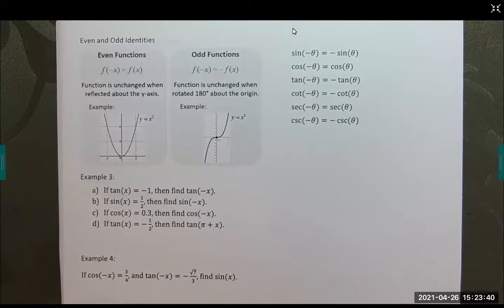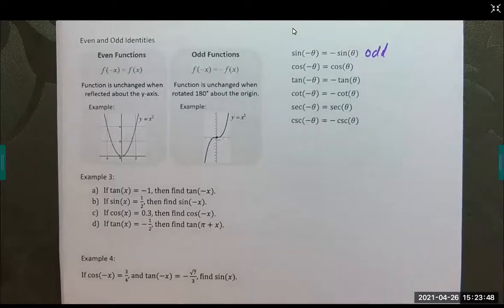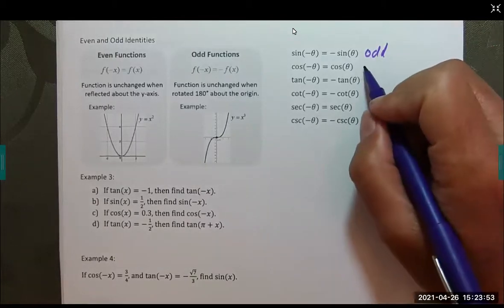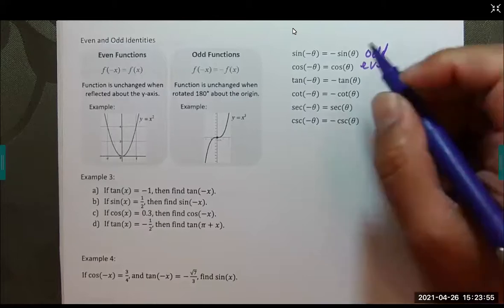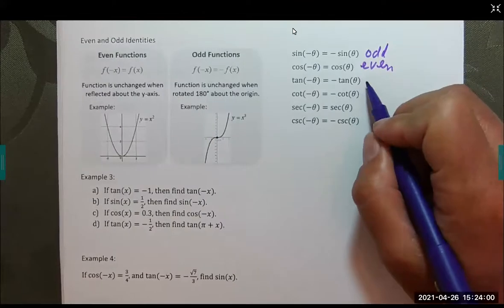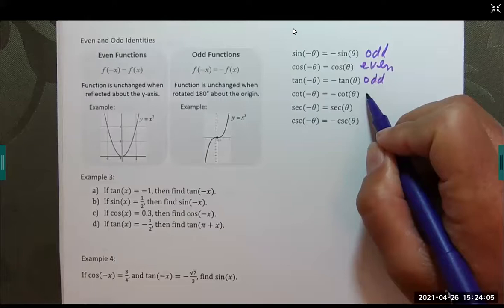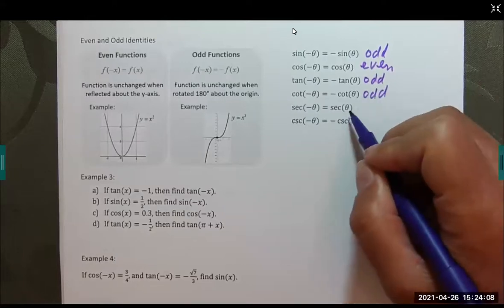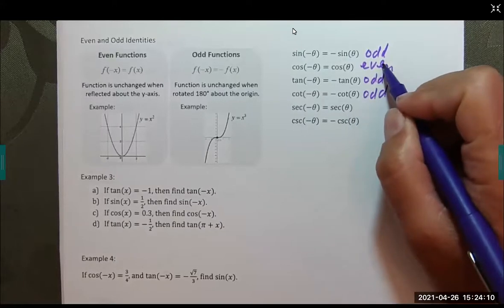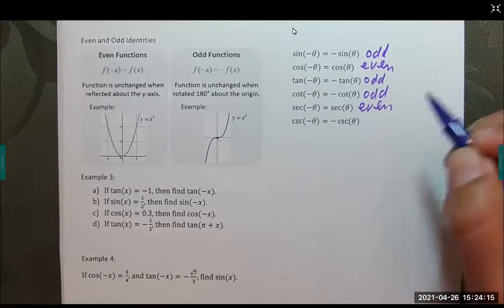Now, I want to point out that sine is an odd function, and you'll explore that a little bit more in Calculus 2, those of you heading in that direction. Cosine is even, and you can see sine of negative theta is negative sine theta. That's the definition of odd. Tangent is also odd. Cotangent also odd. Secant is even, not surprising since cosine is, and they're just reciprocals of each other. And cosecant is odd.